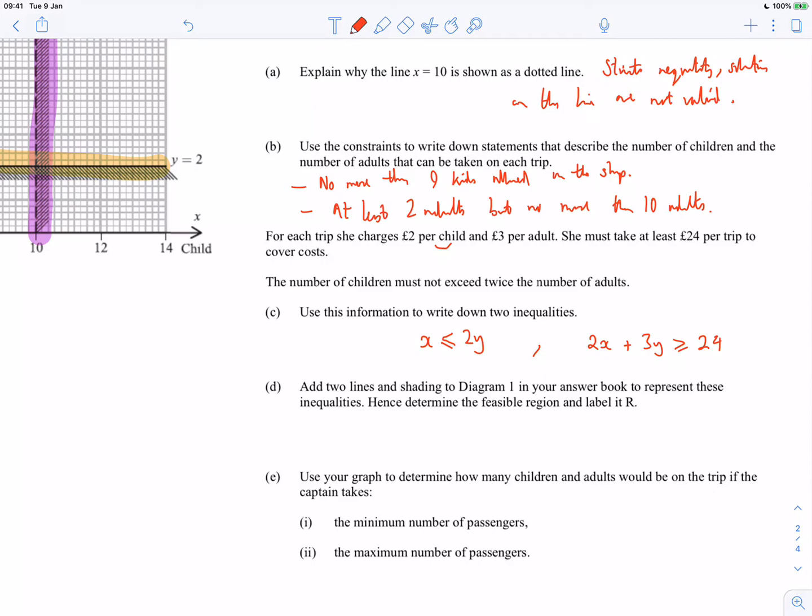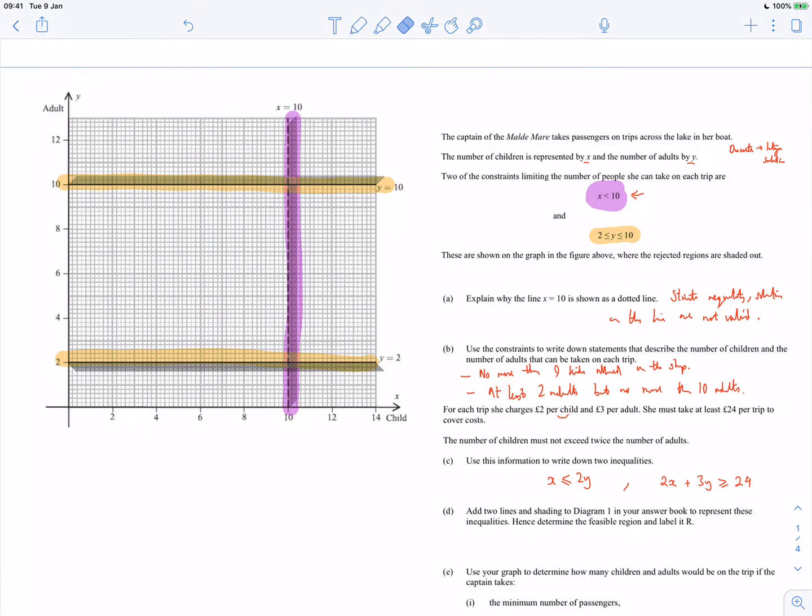Part D. Add two lines and shading in diagram 1 in your answer book to represent these inequalities. Hence determine the feasible region and label it R. Okay, so let's get rid of these colours. First of all, let's tackle this X is less than or equal to 2Y. If X is less than or equal to 2Y, then Y is greater than or equal to X over 2. So let's consider, what does the line Y equals X over 2 look like?